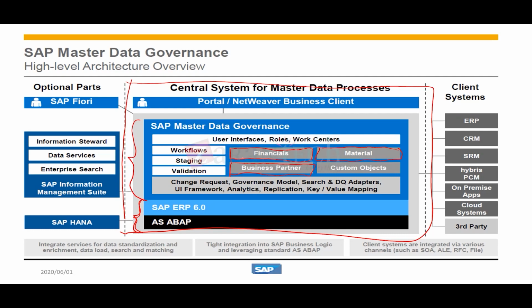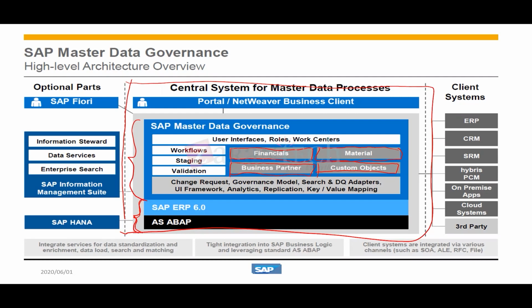Apart from this, you can see there is a separate one with custom objects. MDG also gives you the flexibility that you can create, configure, or develop your own master data using MDG functionalities. It enables you to create your own master data. SAP provides material, BP, customer, vendor, and finance objects out of the box. Apart from these, everything is a custom object.